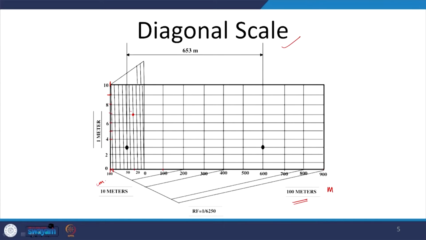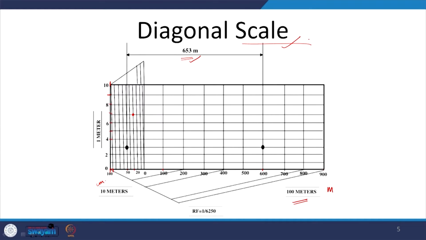Here, as it has shown, 653 meters. So, this is 650, and then we take it to the third one. This has increased from 650 to 653 at this point. That is what this diagonal scale enables us to do. We can actually measure up to the second decimal place, or we can measure it like this. This is what the diagonal scale enables us to do.